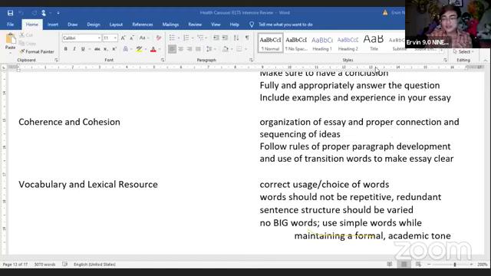Do you really think that you can get away with that? Remember, your future is in the hands of your examiner. Do not try to do anything that will annoy your examiner. So instead of using inappropriate big words in your sentence, stick to correct English. Okay? Now, let's go back to vocabulary and lexical resource. It says here, correct usage or correct choice of words.